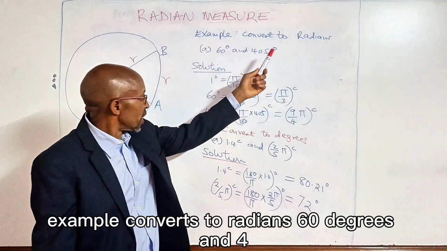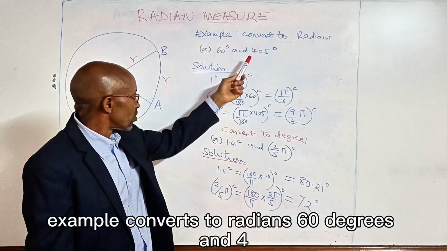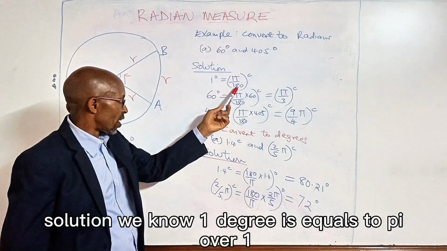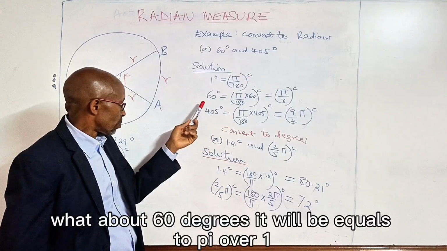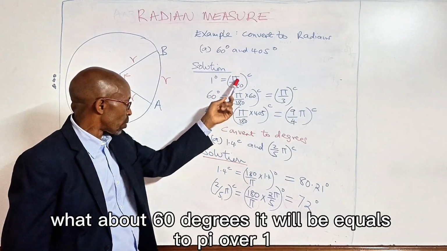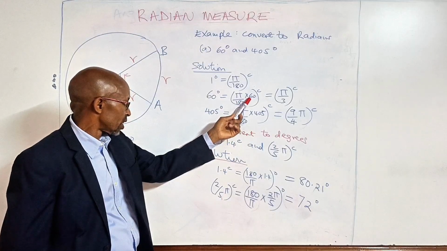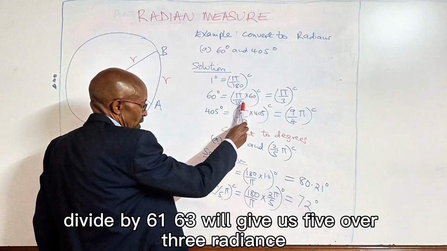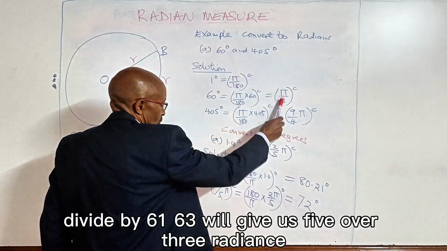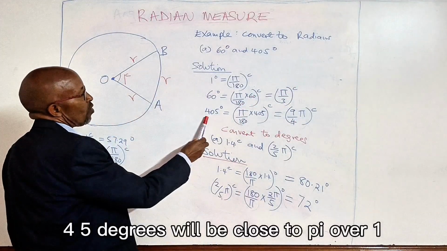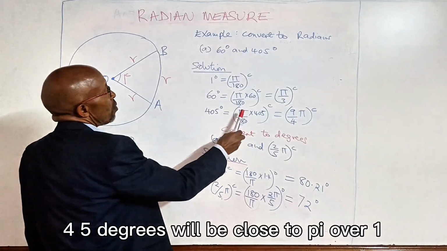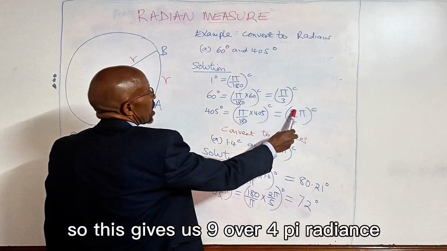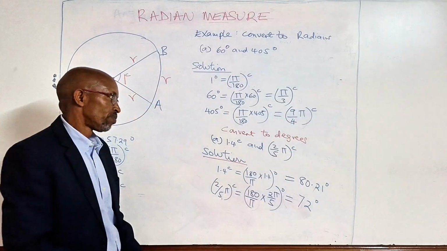Example, convert to radians: 60 degrees and 405 degrees. Solution, we know 1 degree is equal to pi all over 180 radians. What about 60 degrees? It will be equal to pi over 180 times 60 radians. It will give us, dividing by 60, pi over 3 radians. 405 degrees will be equal to pi all over 180 times 405 radians. So this gives us 9 over 4 pi radians.